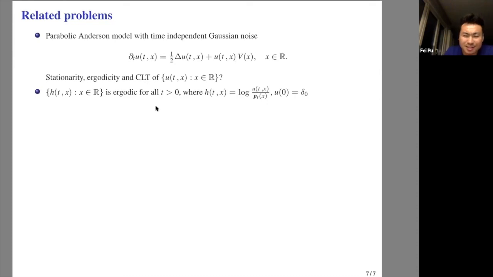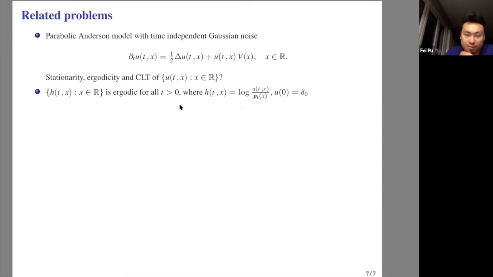Another question is the CLT for the KPZ equation. So here, let me introduce a new process. I use H to denote log of u(t,x) over p_t(x). So this new process is related to the KPZ equation. We know that this process is ergodic for every t positive. This is because the process is ergodic, and this function log does not change the sigma-invariant, so it does not change the invariant sigma-field. Therefore, H is ergodic for every t positive.